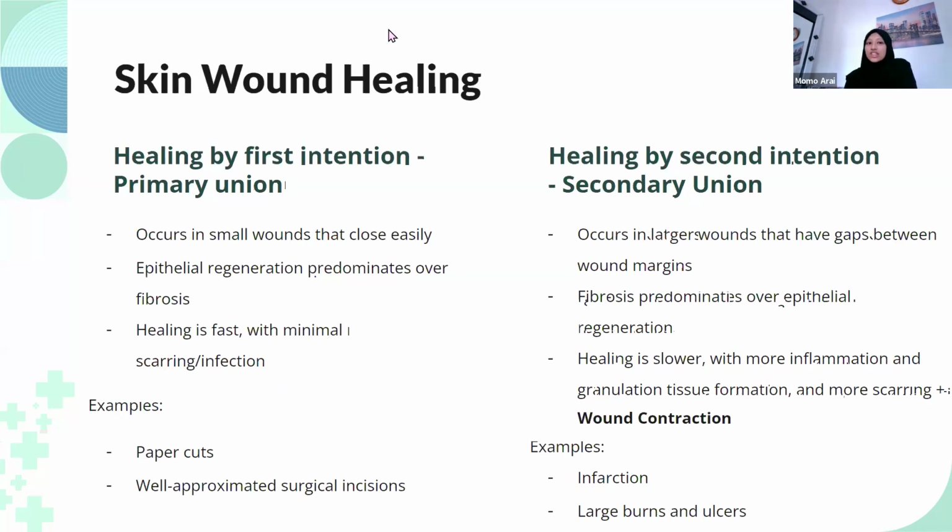Secondary union, or second intention, is the opposite. It will have a larger wound, with more fibrosis, healing is slower, and there will be more scarring. It will be more obvious that there was an injury. There's also a term called wound contraction, which only happens in secondary. If he asks you, wound contraction is secondary healing or secondary intention. Why is that? It's because there is more scar tissue, more contraction from the fibroblasts and collagen and so on.